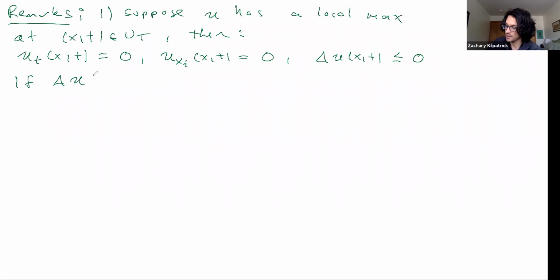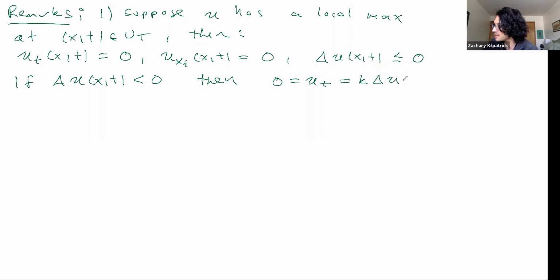Now, if the Laplacian of u is strictly less than 0, okay, then we know that 0 is equal to u sub t, but we know that that needs to equal k times the Laplacian of u, which, if k is greater than 0, which it should be, is less than 0. So we have a contradiction that 0 is less than 0, okay?